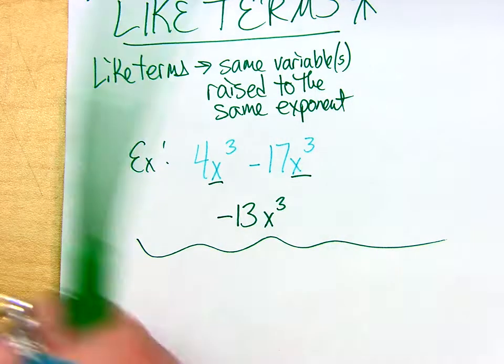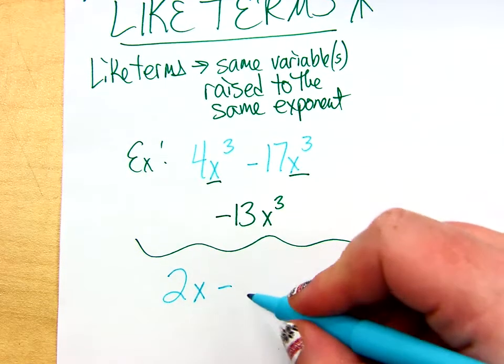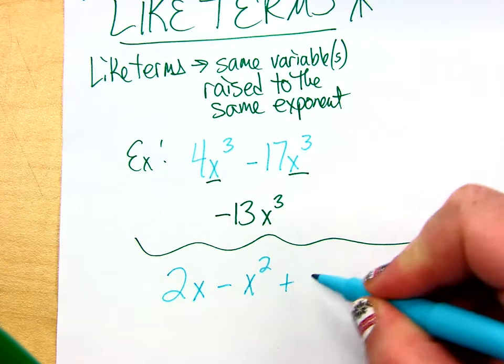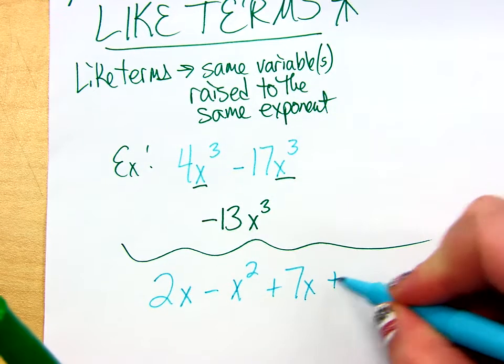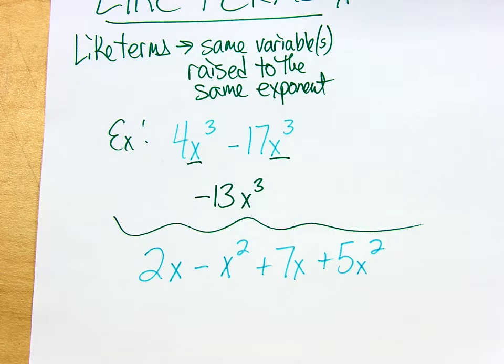So say you had something like 2x minus x squared plus 7x plus 5x squared. Well, if you're going to try and simplify this, I always recommend that when you have a whole bunch to combine, always start with the highest exponent. If you get in that habit, then your answer will automatically be in standard form and you'll never need to rewrite it.